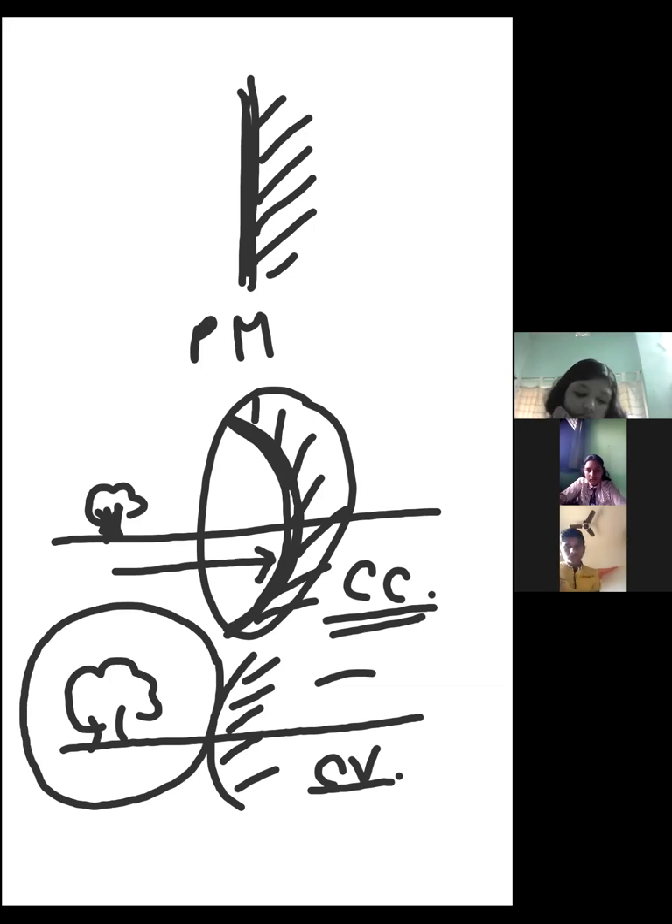So here you can see, in case of concave mirrors, you will see only the tree has been zoomed in. You will see the tree has become larger, but you will not be able to see things around the tree. But in case of convex mirrors, the object that you have placed is actually very small, but the convex mirror will also show you all the things around the tree. Is it clear up to this?